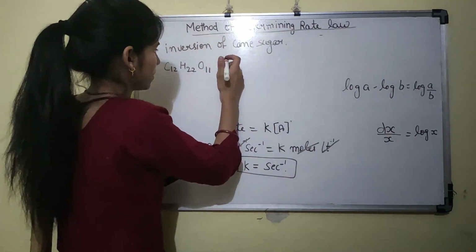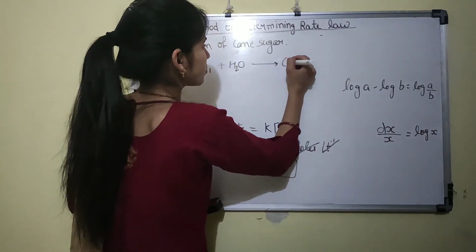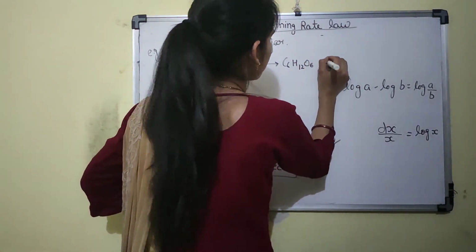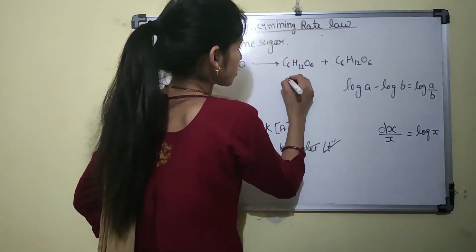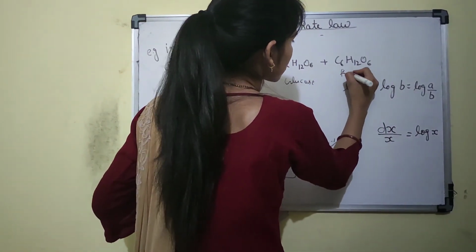C12H22O11 plus H2O gives C6H12O6 plus C6H12O6. This is glucose and this is fructose.